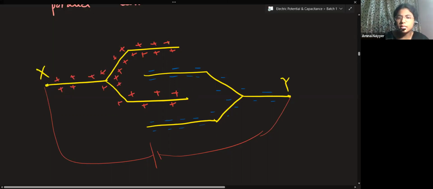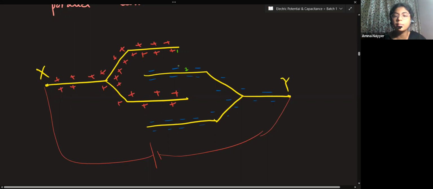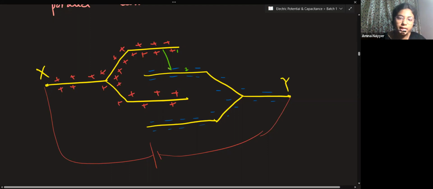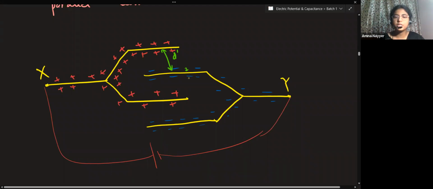So this is your first plate. This is your second plate. So yes, how are they connected? Same polarity or opposite polarity? 1 and 2. One is having positive charge, the second plate is having negative charge. So yes, different, opposite polarity. Let's say the separation is D only. This plate is having opposite polarity.